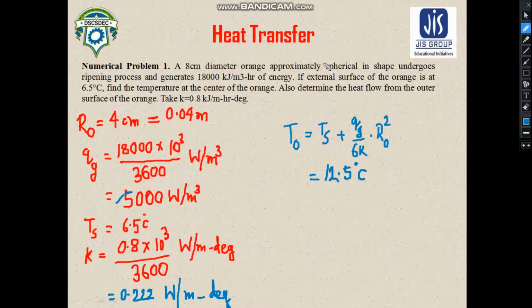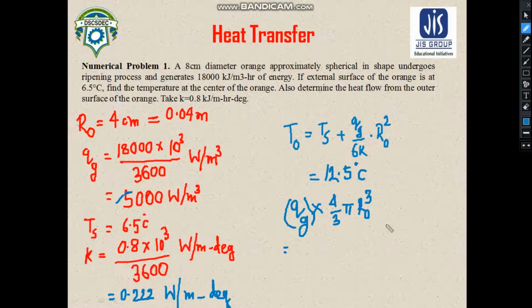Celsius. Please do your calculations on your own, and you'll find that this would become 12.5 degrees Celsius. Now the question is the heat flow from the outer surface of the orange. What is the heat flow? Heat flow is nothing but the generation of thermal energy, right? So we do Qg into the volume of the orange, which is spherical in nature, so the volume of any sphere will be understood from this formula. This R0 is our radius here. This Qg is the volumetric heat generation, that means heat generation per unit volume.